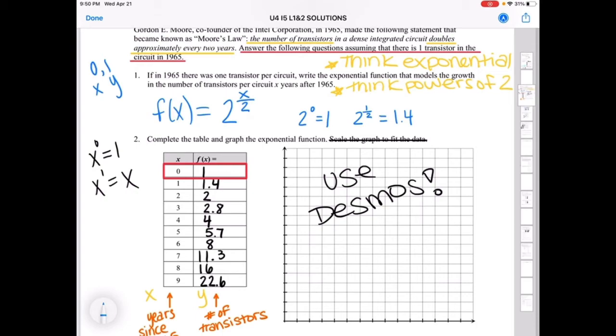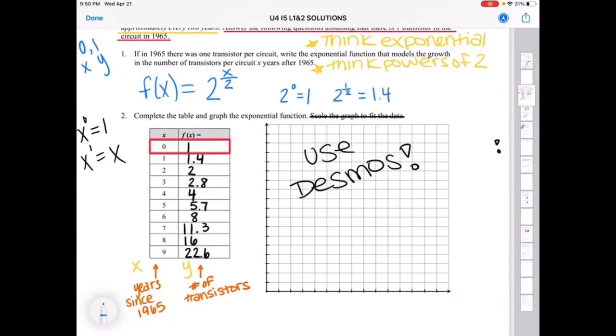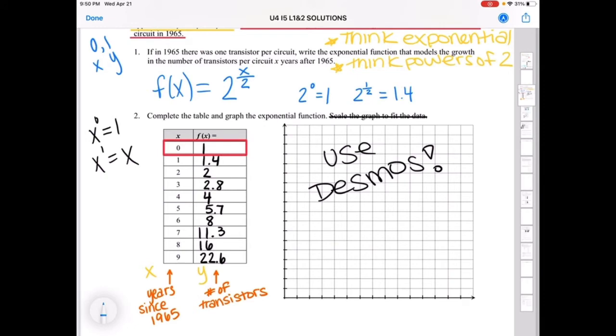And then here we're going to try again, and we're going to say, okay, let's do 2 to the 2nd power over 2. And then we're going to say, okay, well, 2 over 2 is just 1. So that's going to equal 2 to the 1st, which is equal to 2. And as you can see, all of these points are working out for us so far. So that's probably going to be our equation.